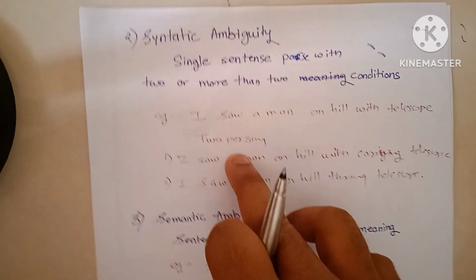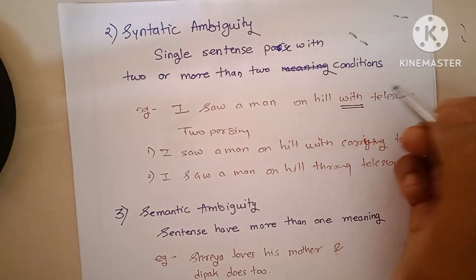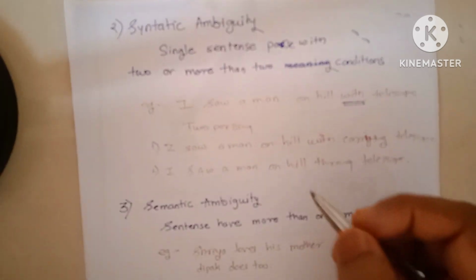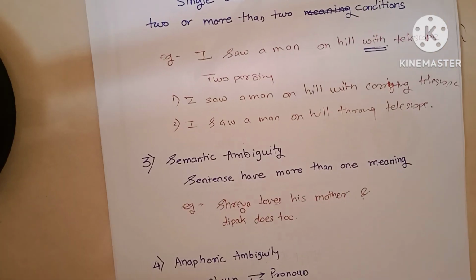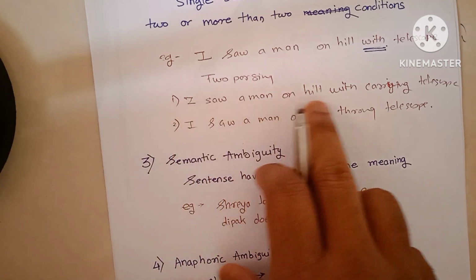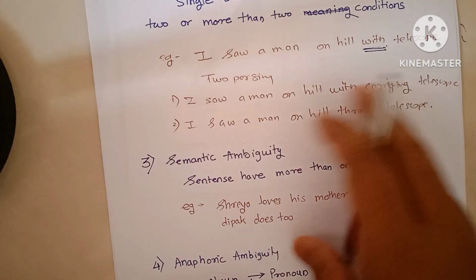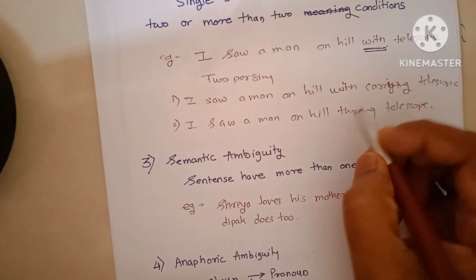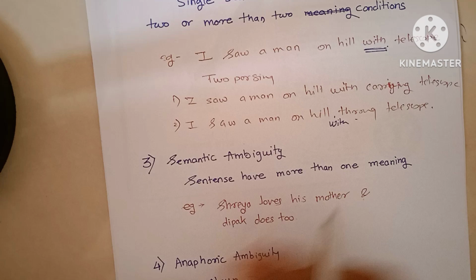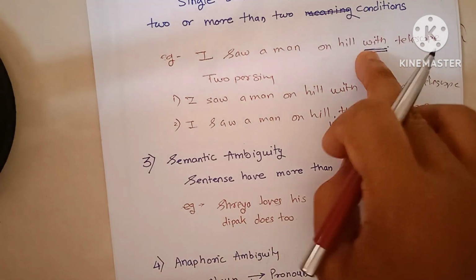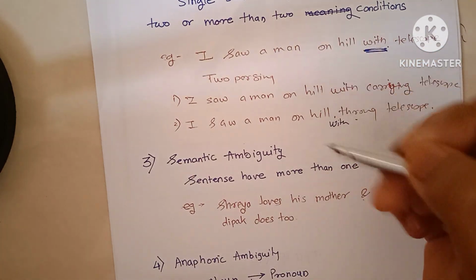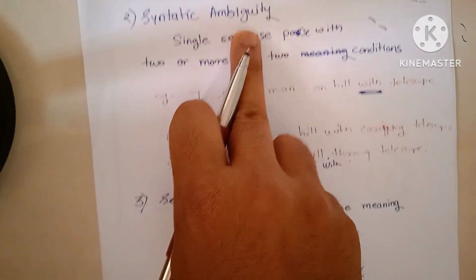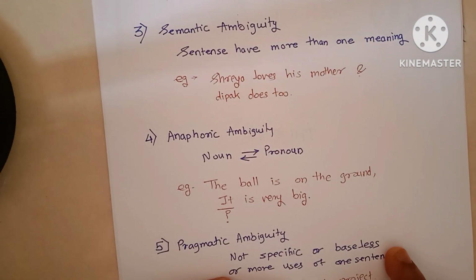Now with this word with, only the syntax representation of the word with, we can change the parsing, or we can parse this sentence with the help of syntax. I saw a man on hill with carrying telescope. Or the other sentence we can create here: I saw a man on hill with, it will come here also, through telescope. Okay, so with the help of this word we can parse the sentence in two ways, and that is called syntactic ambiguity.